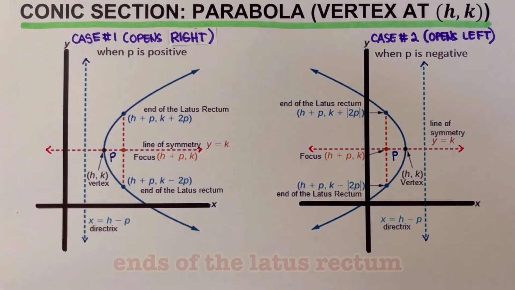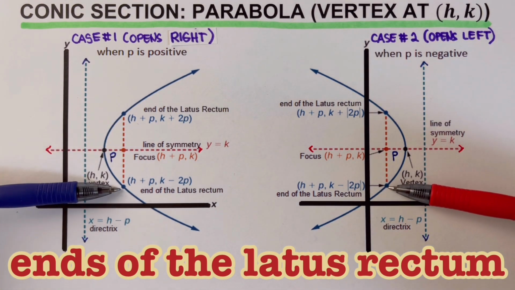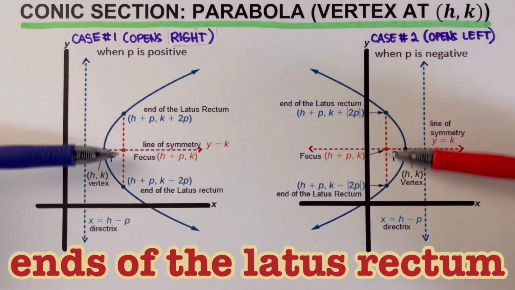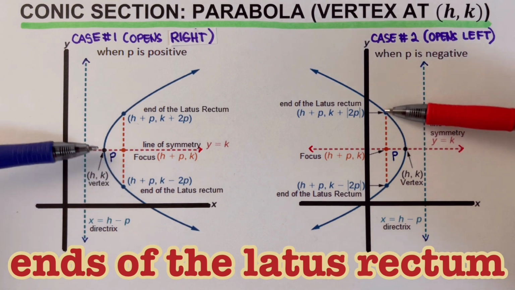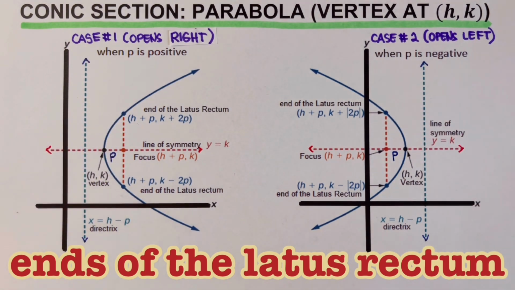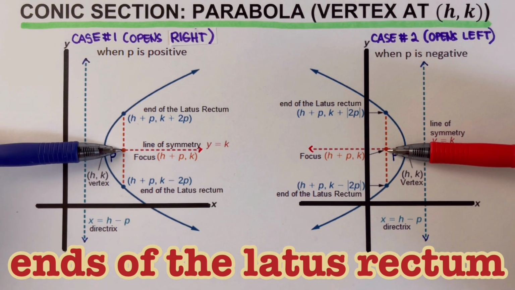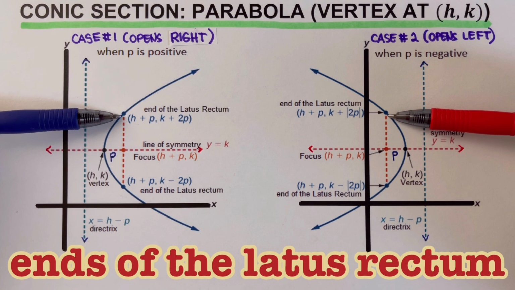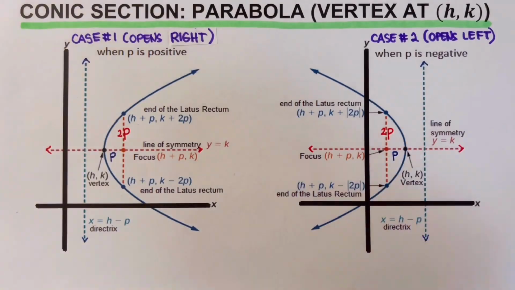Another part is the ends of the latus rectum. So these 2 points that we have here are the 2 ends of the latus rectum. We need these 2 ends so that we can graph the parabola from the vertex. Now we remember that the distance from the focus to one end of the latus rectum is 2p. So I'm going to go ahead and write that up here.